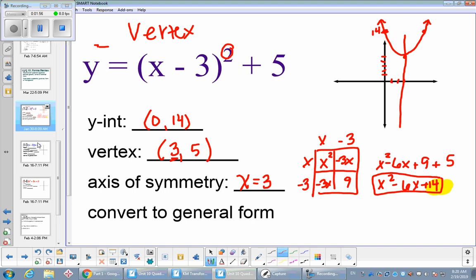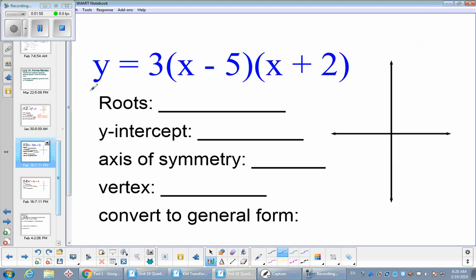So that's vertex form. The next form we're going to go over is factored form. So with factored form, we can always tell the roots, or also the x-intercepts. And we always have to change the sign. So it's going to be positive 5, 0. And the other one's going to be negative 2, 0.